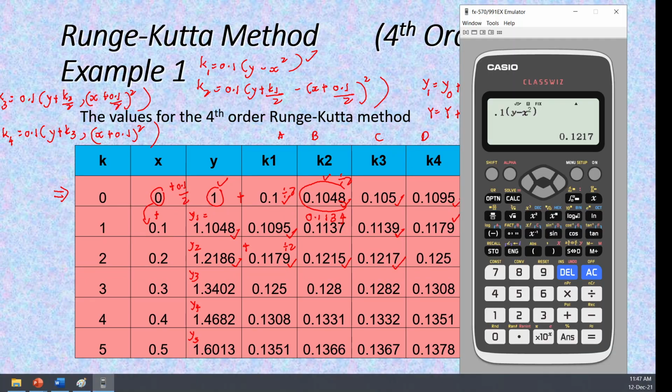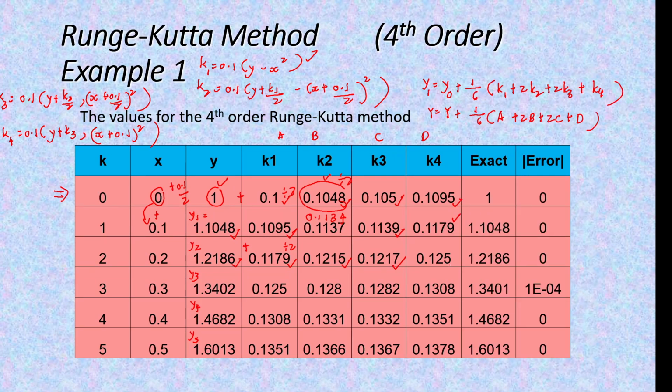Okay, and then calculate K4. For K4, Y is Y2 plus K3, which is 1.2186 plus K3, 0.1217. X is actually 0.2 plus H, 0.1, so you get 0.3. So you get 0.125.